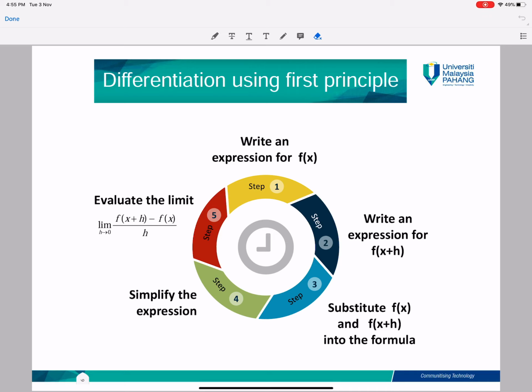In this lecture video, we are going to discuss differentiation using first principle. Before we discuss how to find the derivative of a function using the first principle, let us first discuss in brief the geometrical definition of the first principle differentiation.